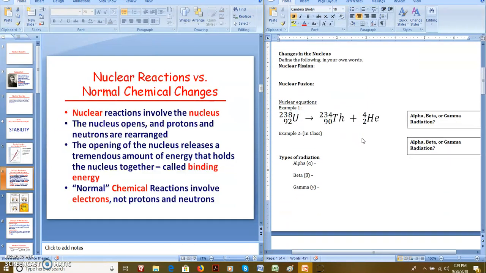Alright, so let's jump down and talk about changes in the nucleus. Fusion and fission. Fusion you've already heard about. Fusion is where we take two little nuclei or two little atoms, put them together, and it creates a new atom. Fission is the exact opposite. I take one big atom and I split it into two little atoms. So fusion is coming together, fission is splitting apart.